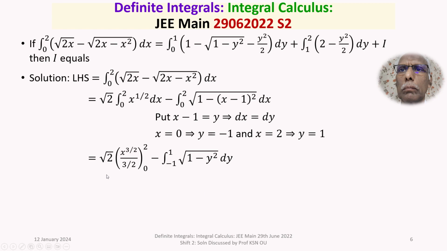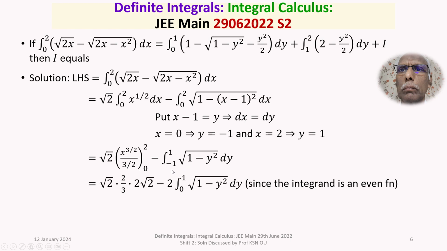Now, the evaluation. Root 2 into 1 by 3 by 2 will become 2 by 3, so root 2 into 2 by 3. For the upper limit, 2 power 3 by 2 is 2 root 2, so this is root 2 into 2 by 3 into root 2. For the lower limit, it is 0. Now, the minus integral from minus 1 to plus 1 of the square root of 1 minus y square dy, we have written as 2 times the integral from 0 to 1 of the square root of 1 minus y square dy. Why? The integrand, the square root of 1 minus y square, is an even function.